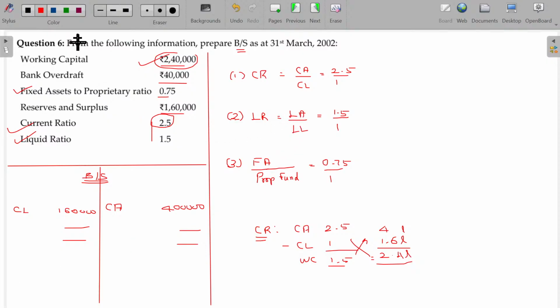Now, liquid ratio. This you can break. Liquid liabilities as well as bank overdraft. Here the bank overdraft being 40,000, 1,20,000 should be the liquid liability because if we add up these two, you will get what? Current liabilities. Clear? Now I can feed the data here. Liquid liabilities in this case being 1.2 lakhs.